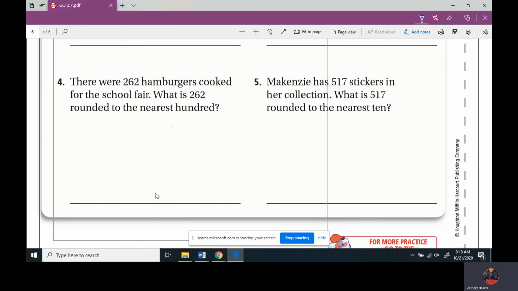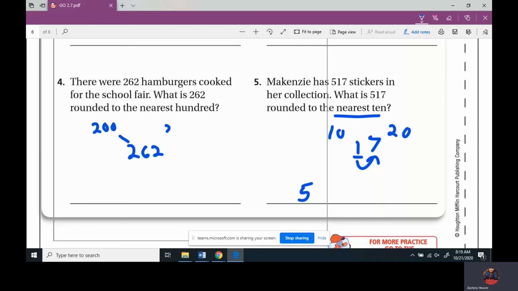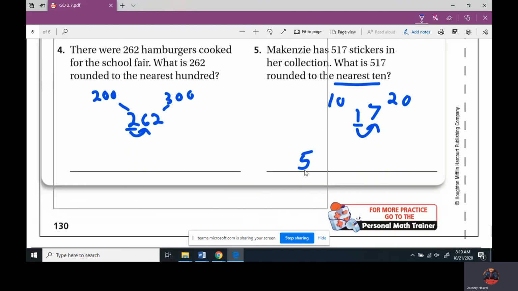Remember this one, nearest 10. 517, we're doing 10, so we underline the 10, look at the 7. The 5 stays the same. 17 is between what two 10s? We know it's 10 and 20. Whatever number you pick out of this has to go beside this 5. Nearest 100, same thing. 262 is between what 100s? We know it's 200 and 300. We're rounding the hundreds, so we look at the 6. Is this 6 going to make us go up or go down? You guys can tell me from there.